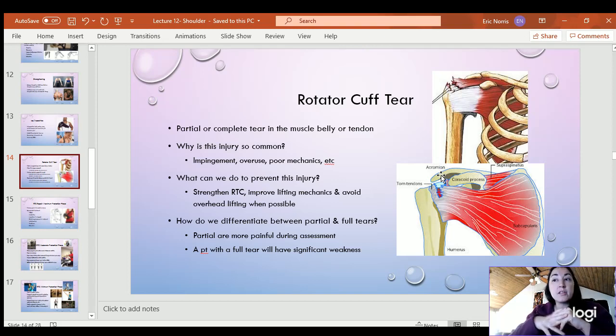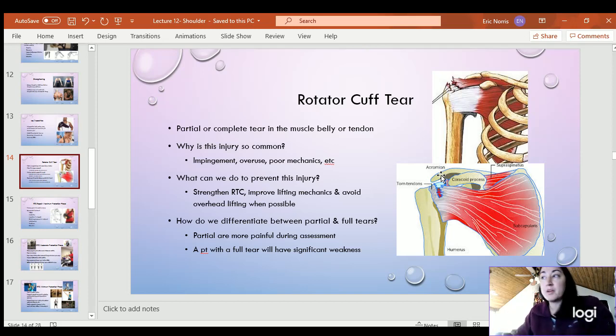Versus typically when you're pulling on an area that's fully torn, it's just unstable. There's no tension pulling against you because there's nothing there that's connected. It's unstable, and maybe not even causing as much pain. It may not cause a lot of pain because there's nothing to be pulled, but there is significant weakness.